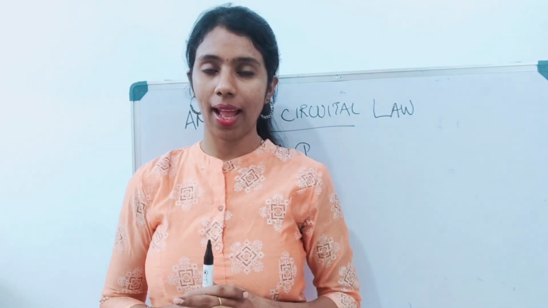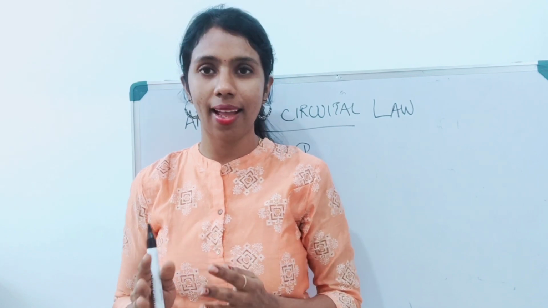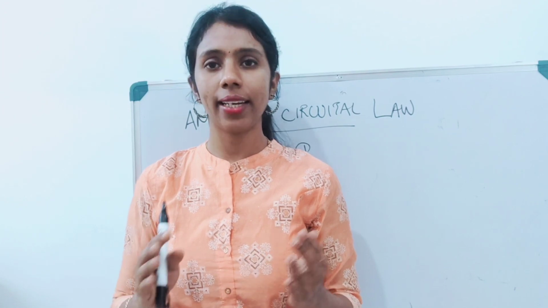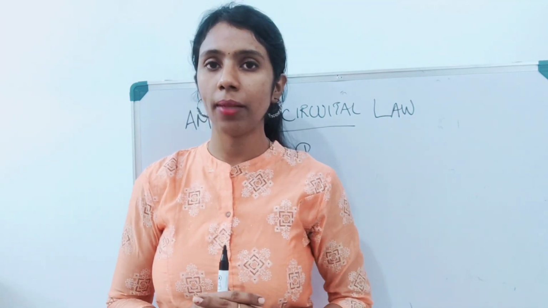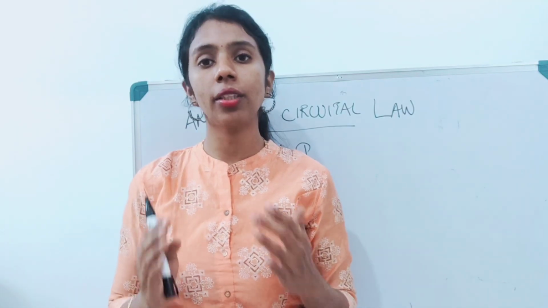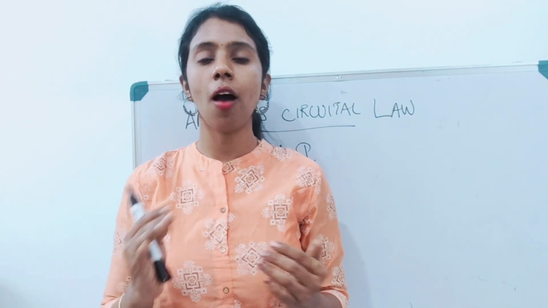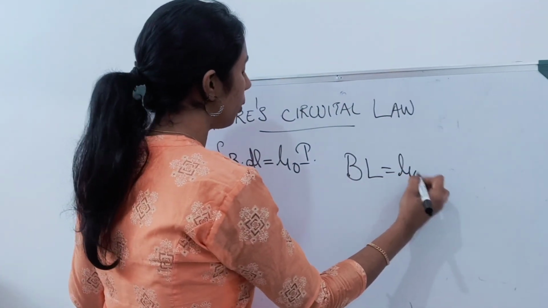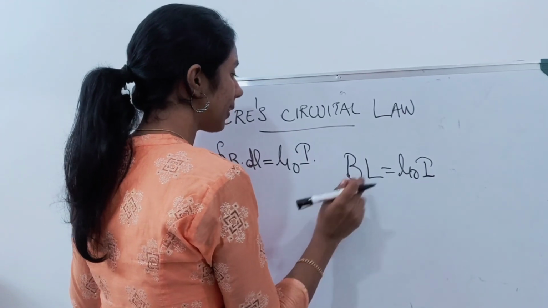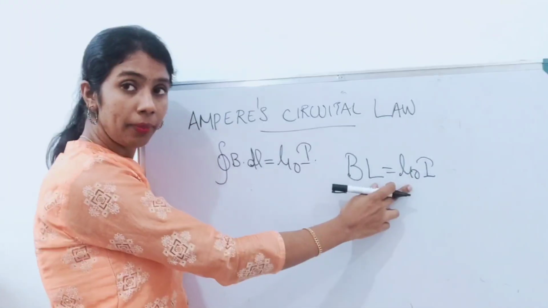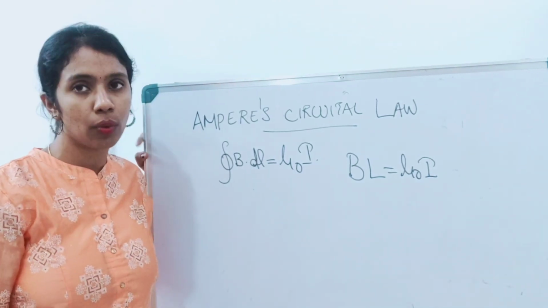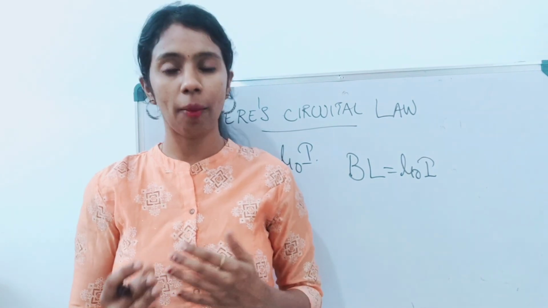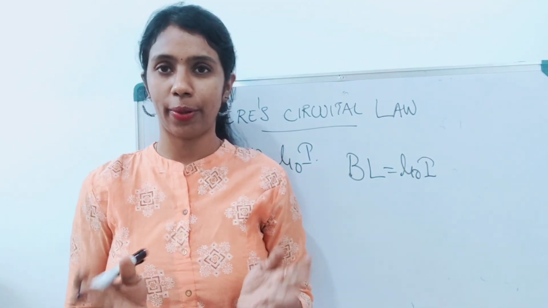In simplified form, Ampere's circuital law can be stated as: if the magnetic field is directed along the tangent at every point of a closed loop whose perimeter is L and its magnitude remains constant along the curve, then BL is equal to mu0 I, where B is the magnetic field, L is the perimeter, mu0 is the permeability, and I is the current through that closed loop. This closed loop is known as an Amperian loop. It is a geometrical entity and not a real wire loop.